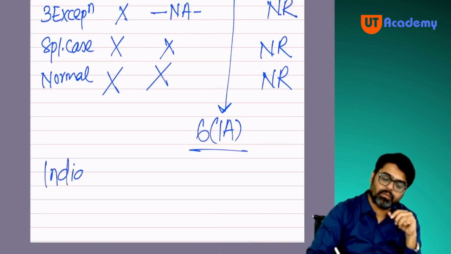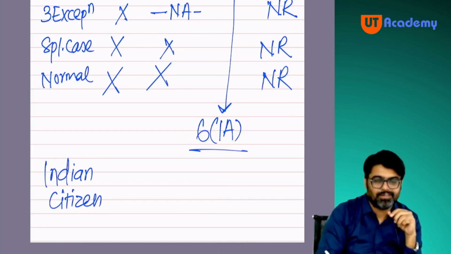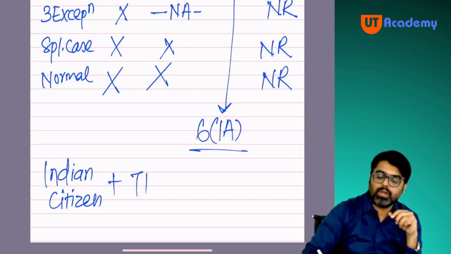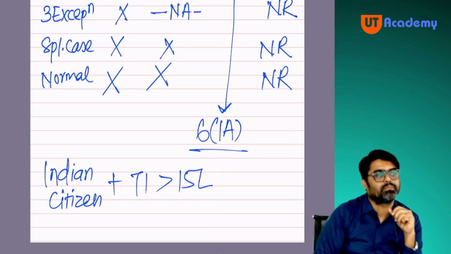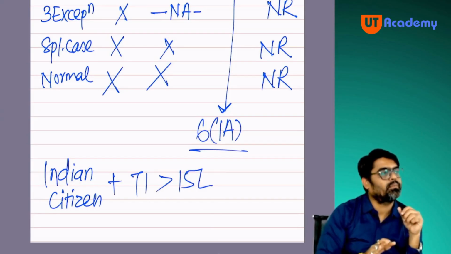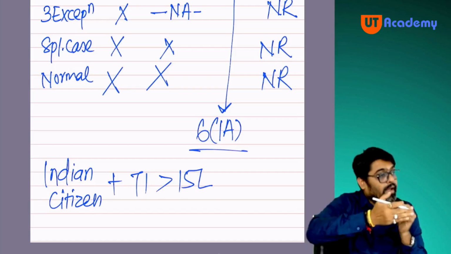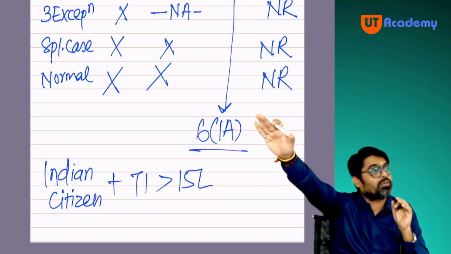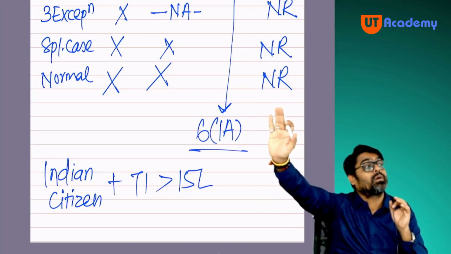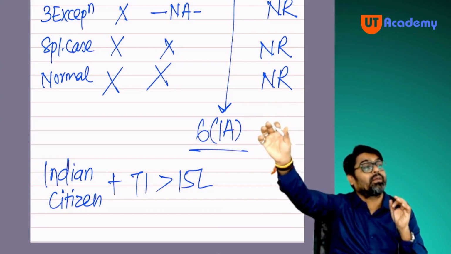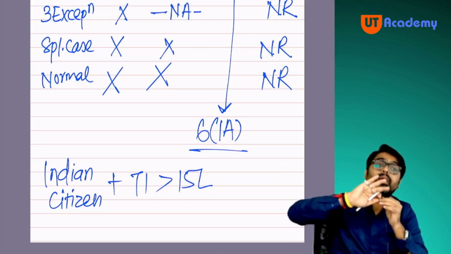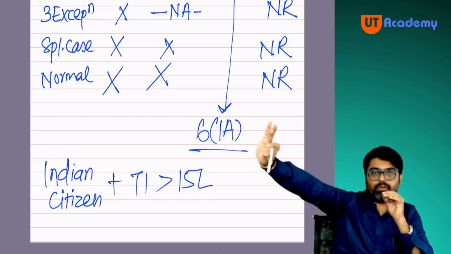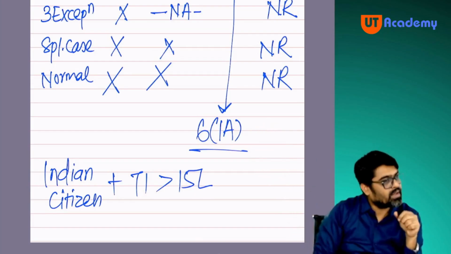Are you an Indian citizen? No or yes? Indian citizen. Your total income should be more than... What do I mean by total income? Total income from all sources, excluding foreign sources. But don't exclude the income of business or profession, which is controlled from India, set up in India. Include that income. Other than that, exclude the income of all foreign sources. Yes or no? Total income is more than 15 lakhs.